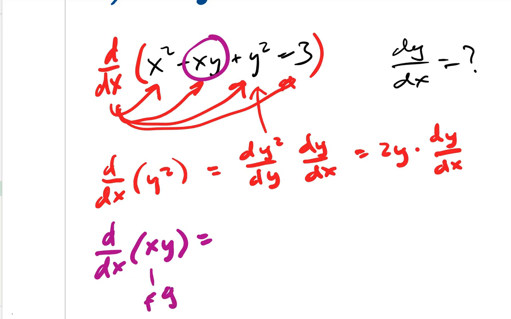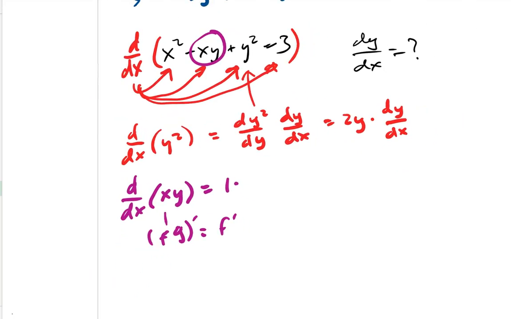So f prime will be 1 times... So remember the product rule: when you take the product rule, this is f prime, g plus f g prime. Some people write f g prime plus f prime g, but I don't like to do it that way. And I think I'll put that in a video that I've done. Anyway, so it's f prime, which is 1.